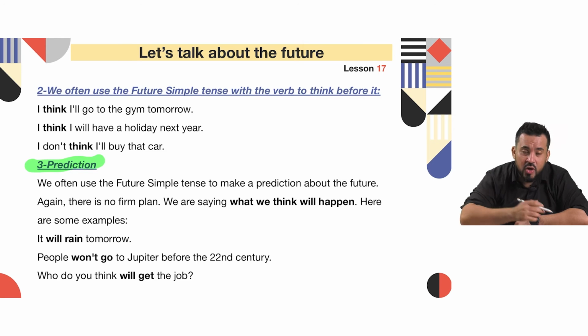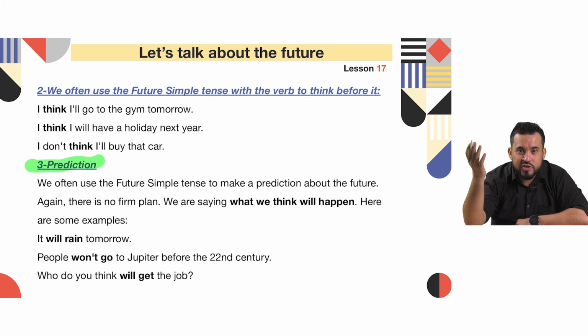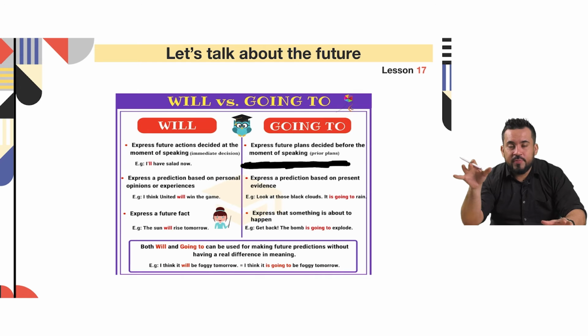Who do you think will get the job? Again, another prediction. You don't know. Nobody knows. You're just making a prediction. We have talked before about going to, and how we use it to talk about the future. Now we are explaining will and how we use will for the future.